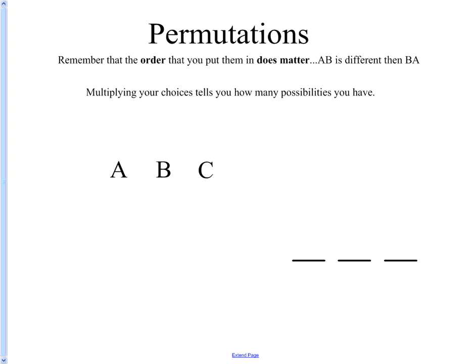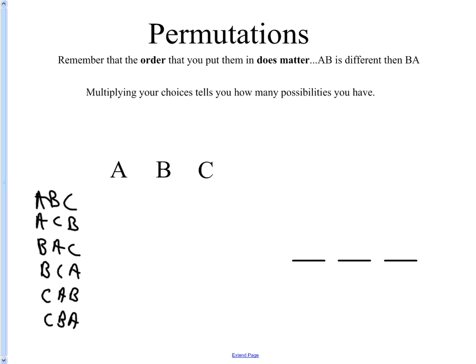So, how many did you find? 6. 6 is a good number. Like, for instance, ABC. What else you got? Let's do this in a somewhat reasonable, logical way. What would be next? ACB. Now what? BAC. BCA. I like the organization. CAB. CBA. All right. So now those combos, those are all different than each other because the order matters.